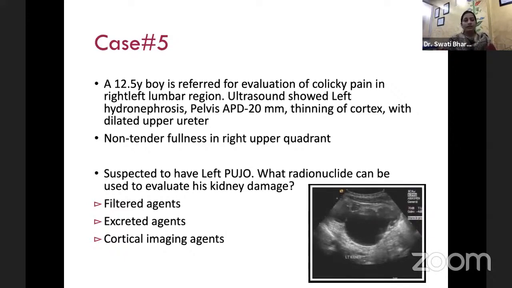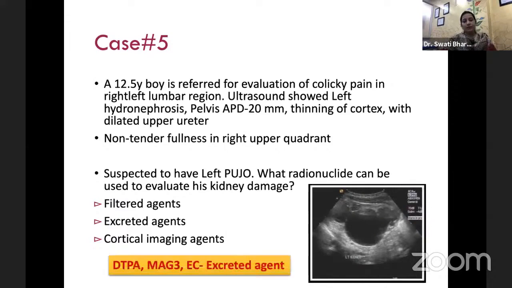And on examination, there was non-tender fullness in the right upper quadrant. So he was suspected of having a left pelvic, so it is left as well, fullness in the left upper quadrant. Suspected to have left pelviureteric junction obstruction. So what radionuclide can be used to evaluate his kidney damage and decide whether or not this patient requires surgical intervention? So here we want to assess the drainage function of the kidney, and also we are interested in perfusion of the kidney. So we are using the excreted agent, which is DTPA, MAG3 or EC, either of these agents.